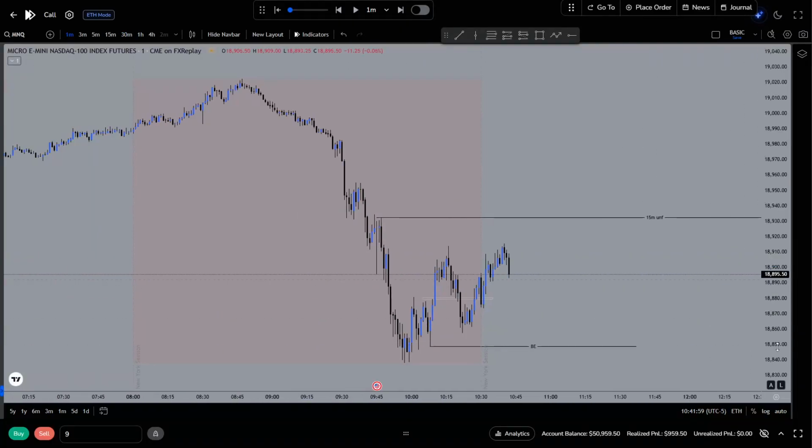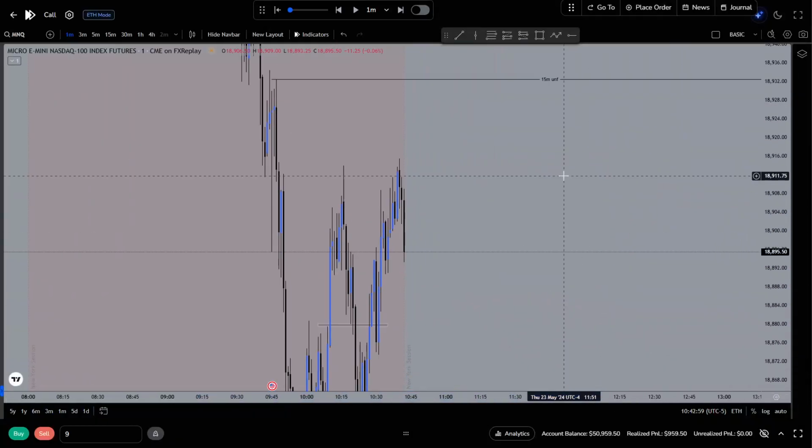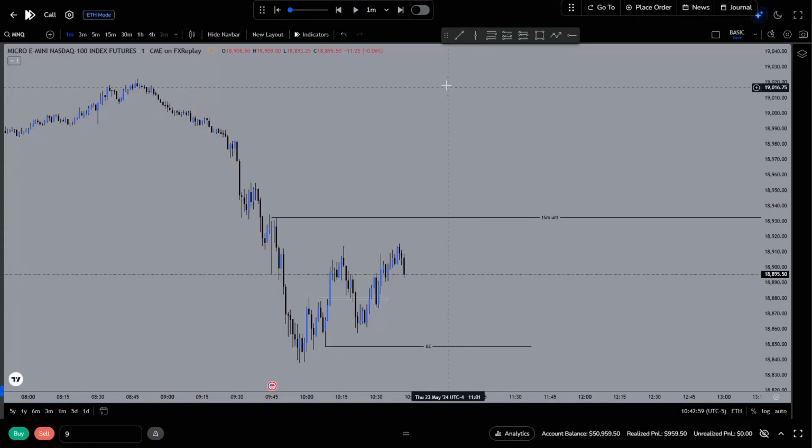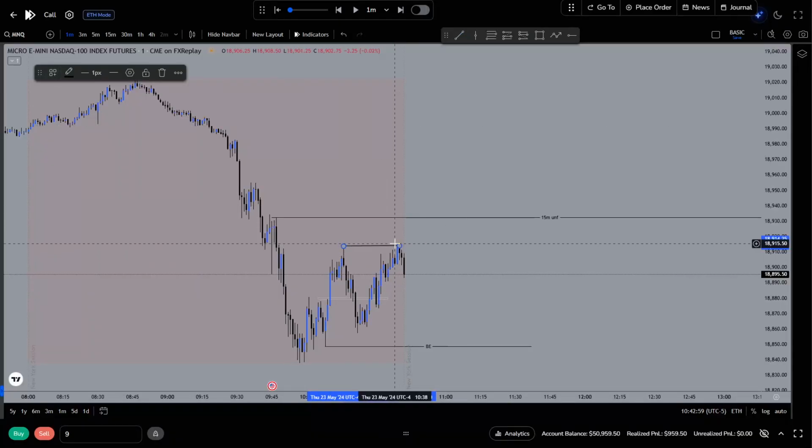Hit it, but tap still. The 30. I just want to hit that 15. It's annoying. But do we have an SMT? No, but there's a 30 now. We don't really need the 15. We have an internal SMT. Yep, internal SMT. We hit the 30 minutes.